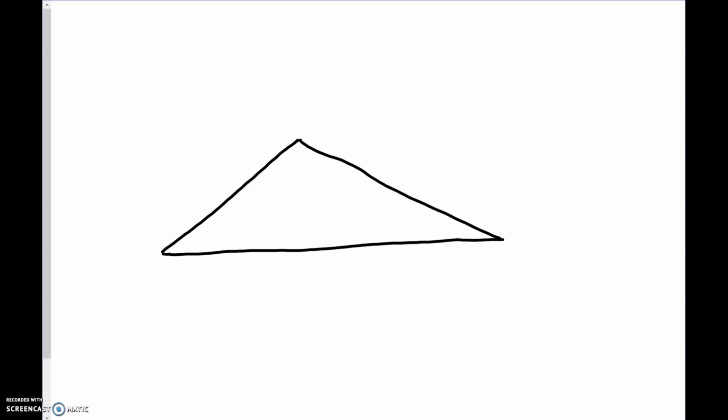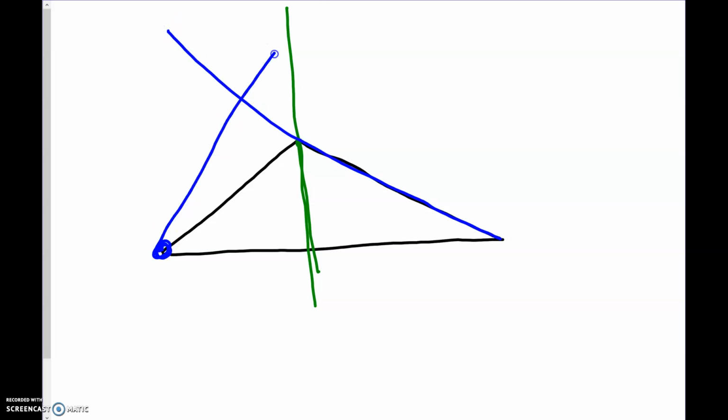So if we're going to do the altitude, it starts at a vertex and goes perpendicular to the opposite side. All right, that wasn't completely straight. Okay, so the hard part here is, if I start at this vertex and I want to go to this opposite side right here, I need to extend that side so that I can get this to be perpendicular.